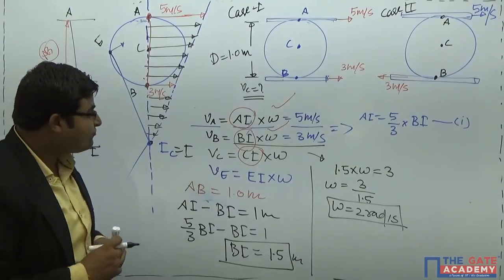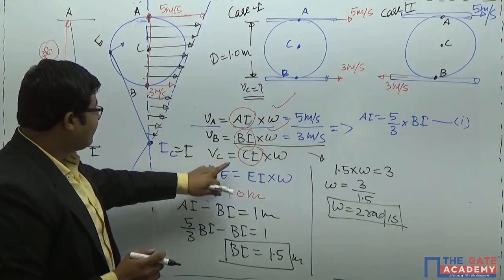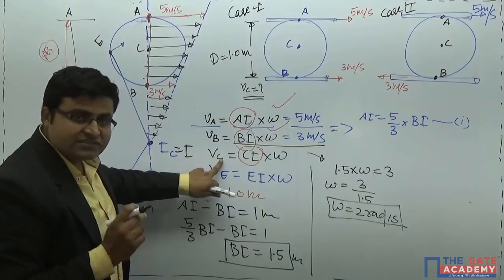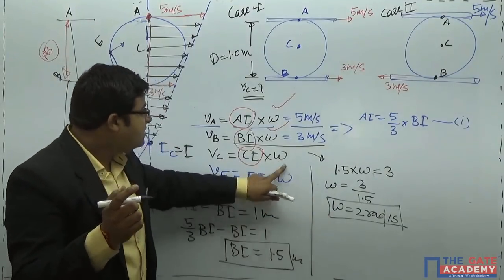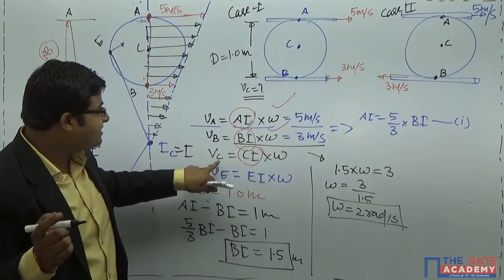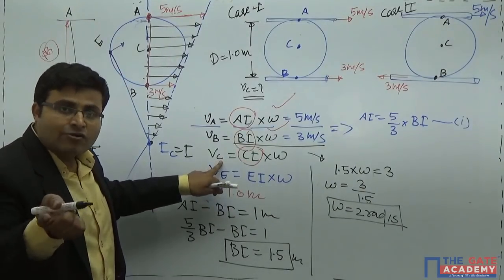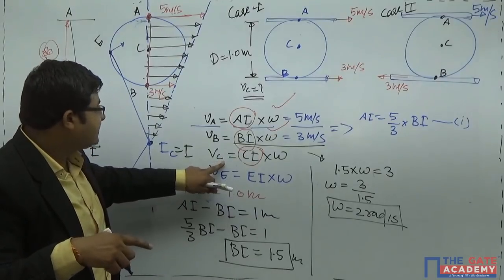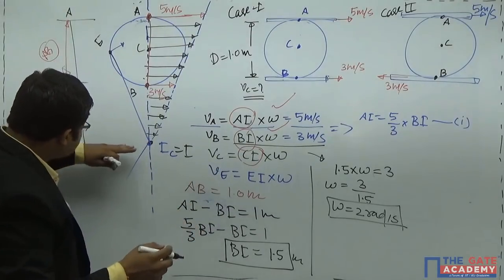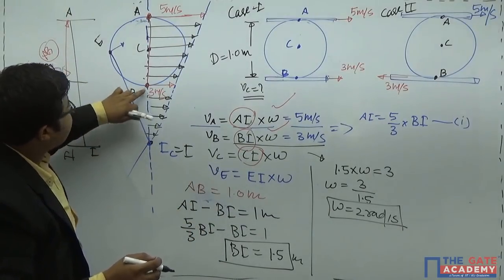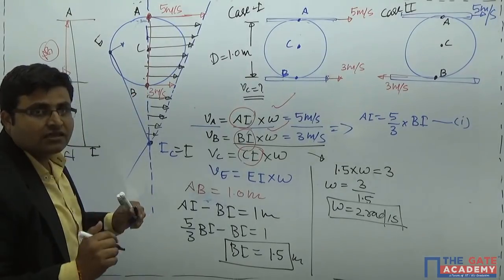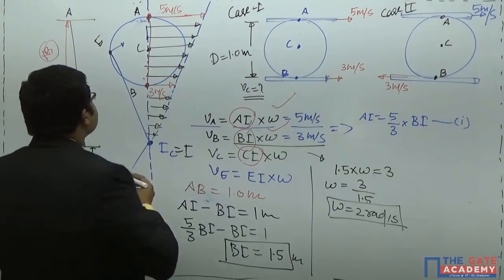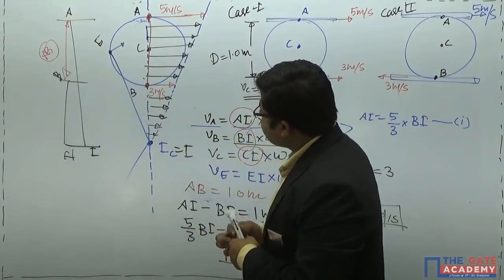Now our task is to find out CI. If we want to find this velocity, Vc, half part is done. You know the value of omega. Now this CI will decide the velocity at point C. So how to find this CI? For this CI, it is very easy. Now you know the distance from I to B. This CI can be found out by two ways. What two ways? Two ways are like this.